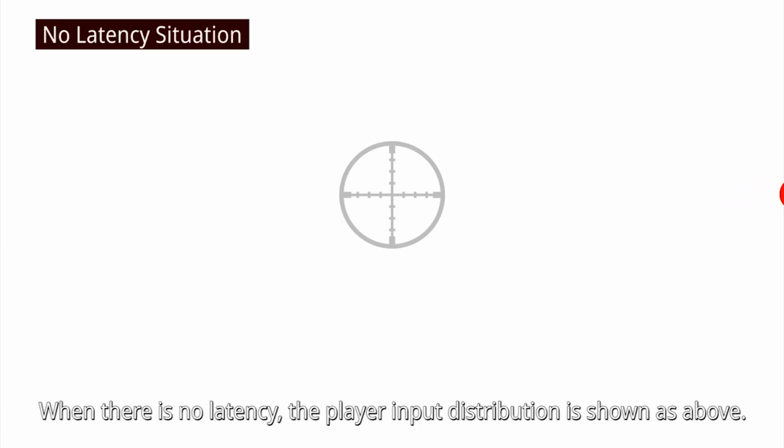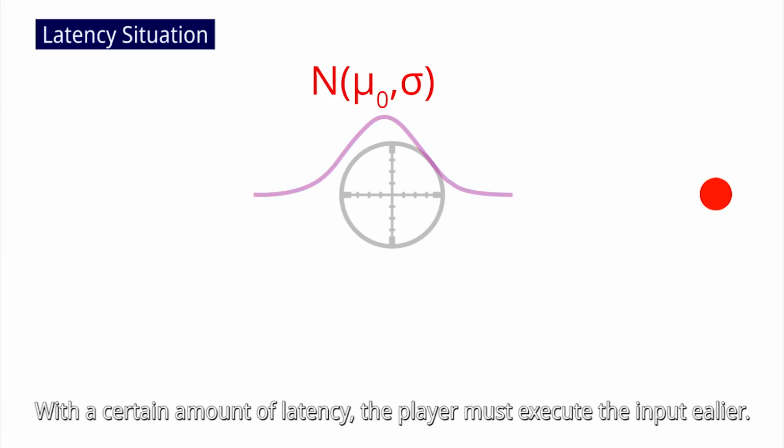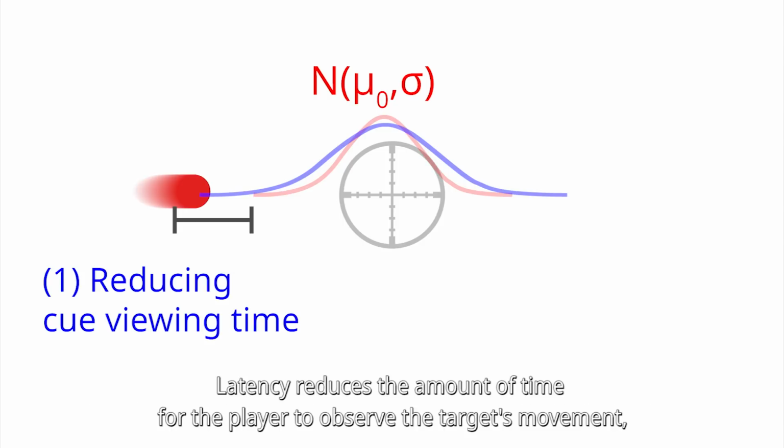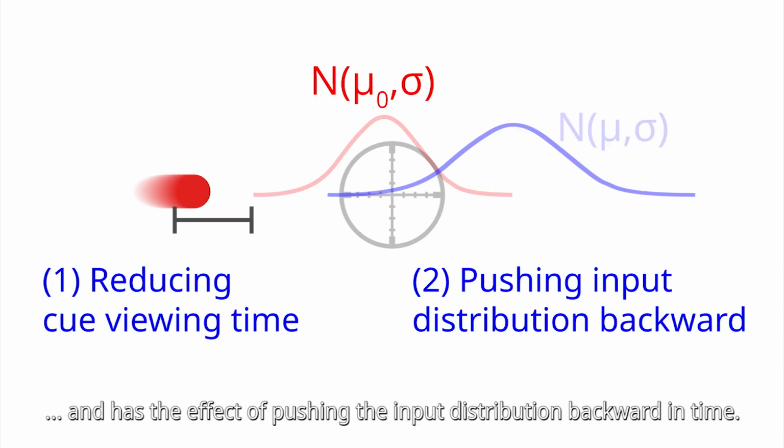When there is no latency, the player input distribution is shown as above. With a certain amount of latency, the player must prepare and execute the input earlier than when there is no latency. It is because the latency reduces the amount of time for players to observe the target's movement and has the effect of pushing the input distribution backward in time.